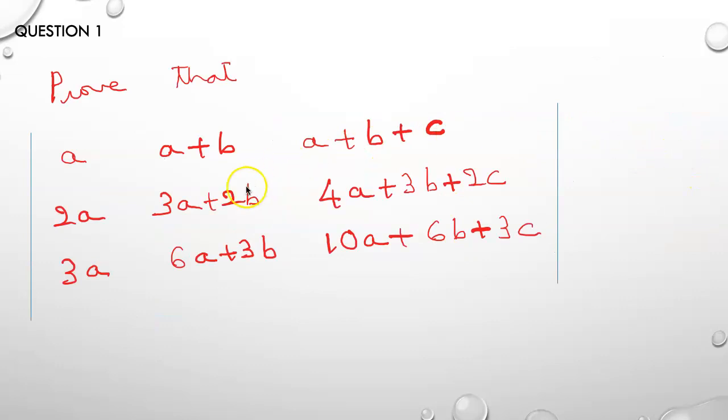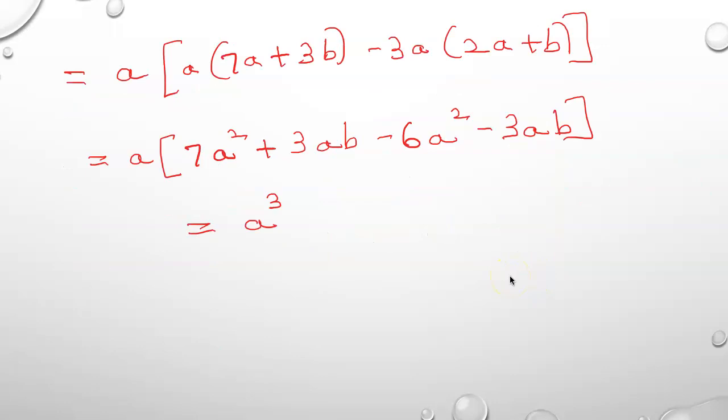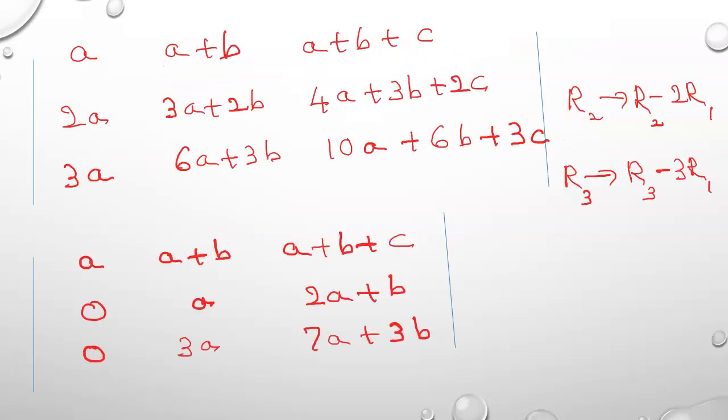Coming to questions, prove that the determinant of A plus B, A plus B plus C, 2A, 3A, 3A plus 2B, 6A plus 3B, 4A plus 3B plus 2C, 10A plus 6B plus 3C is equal to, we need to simplify it basically. So what we are going to do is we will write R2 minus 2 times R1, R3 minus 3 times R1. So the first row remains unchanged, the second row is 0, A, and this will become 2A plus B. The 2C gets cancelled.